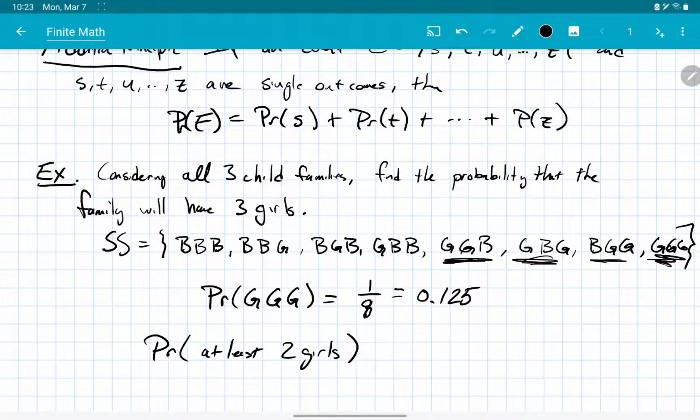Yeah. But I can break that into different single outcomes. That's the probability of girl, girl, boy; girl, boy, girl; boy, girl, girl; and girl, girl, girl. And then the sum of those 4 probabilities will be what we have here. And so that'll be the sum of each of those which has 1/8. So that'd be 4/8 or 1/2. So probability of having at least 2 girls is 1/2.